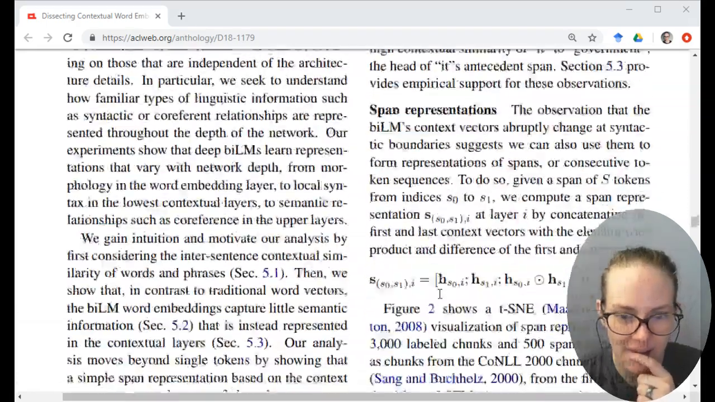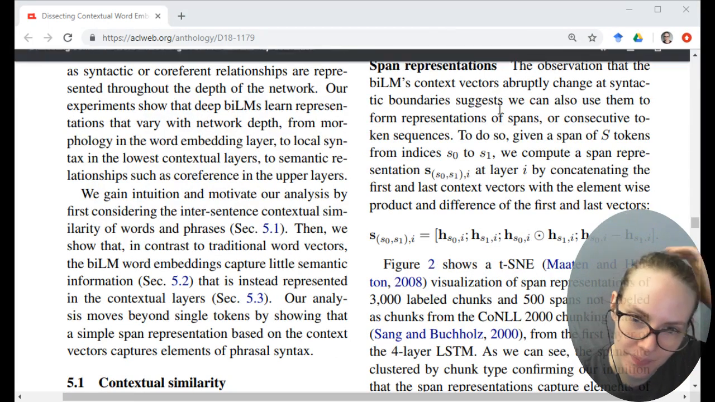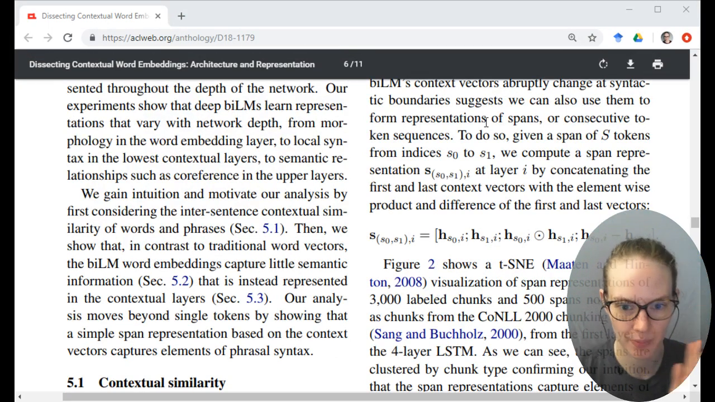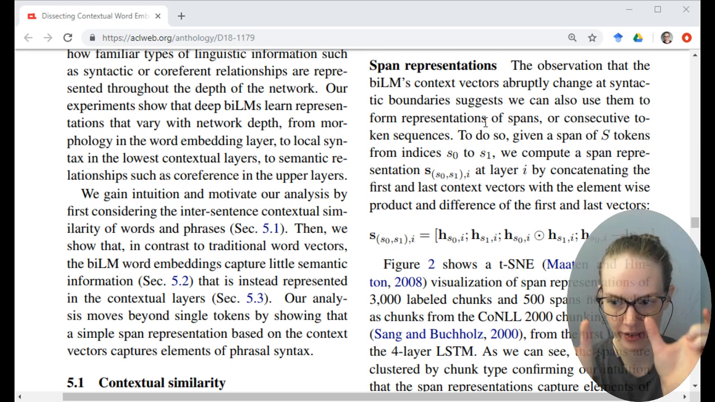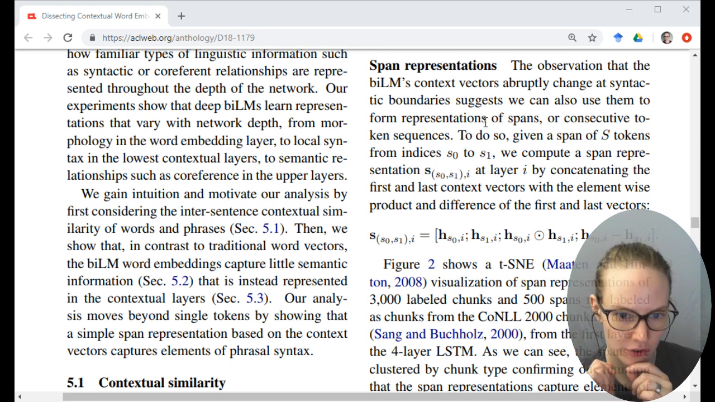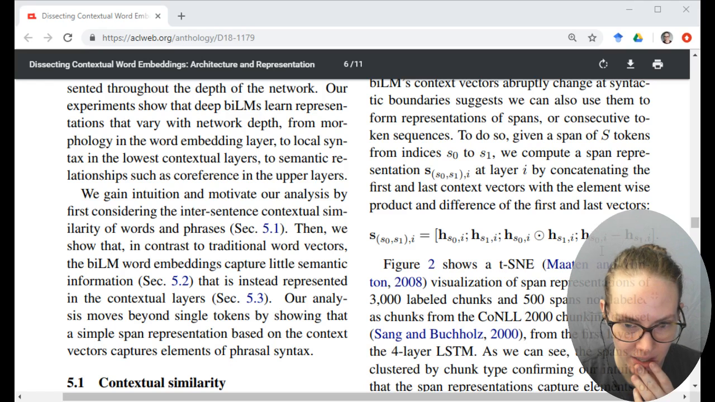But yeah, I am interested to see this. So they're given a span of tokens, and they compute the span representation by concatenating the first and last context vectors with the element-wise product and difference of the first and last vectors. And that's what this is saying.